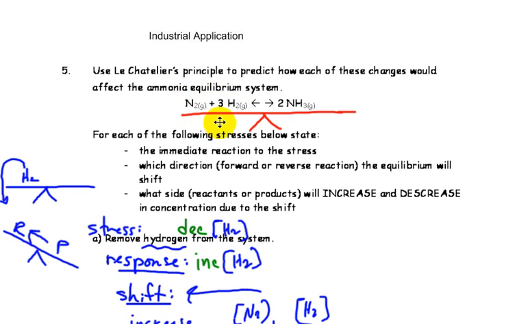And lastly, pressure. You can see I have 4 molecules. 1 plus 3 is 4. I have 2 gas molecules on the right, so if I increase pressure, it would move to the side with fewer molecules, which is the right. So there's quite a few things you could do here to trick the system into shifting to the right to produce more ammonia.